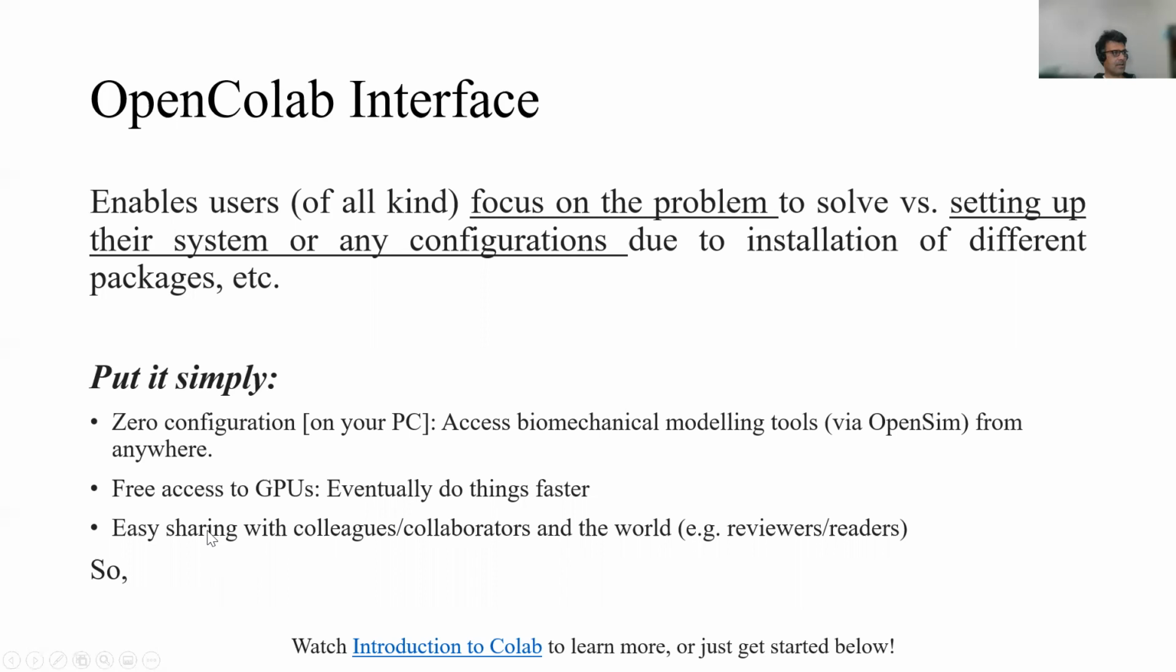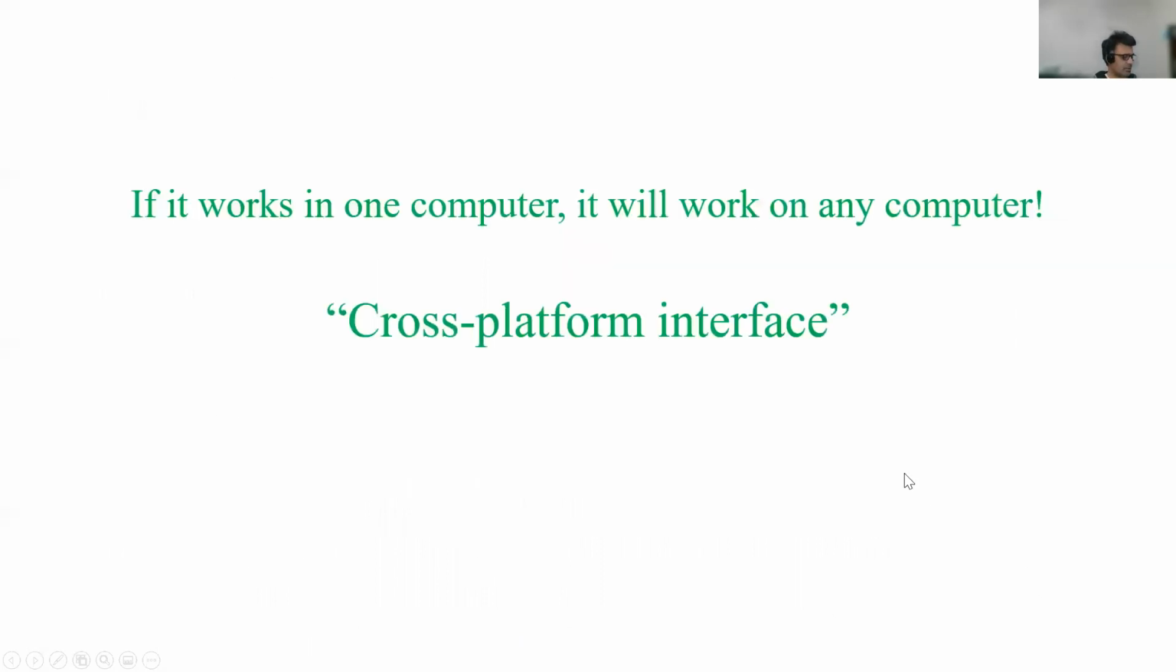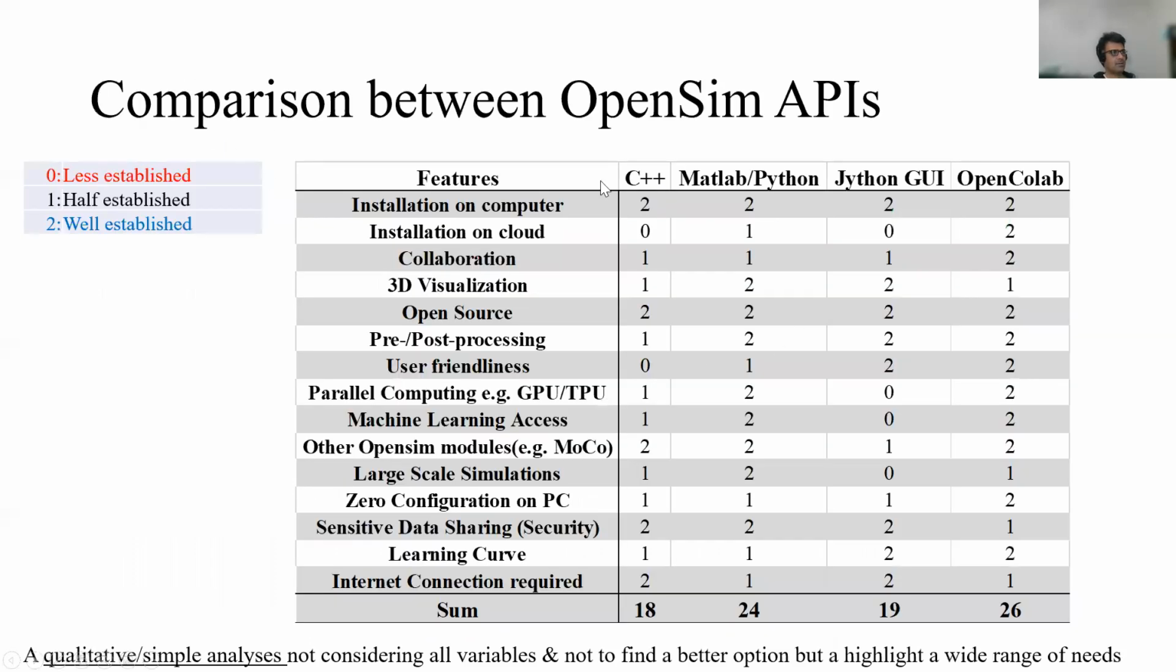Now it's basically another level for the GPU, but it can get better and better as we go, as OpenColab is improving. Easy sharing with colleagues. Again, we want to use all these possibilities. So simply put, if it works on one computer, we would love to see it work on any computer across platforms. Okay. Some other comparison you might be interested in: why we have C++, MATLAB, Java, GUI, why another one?